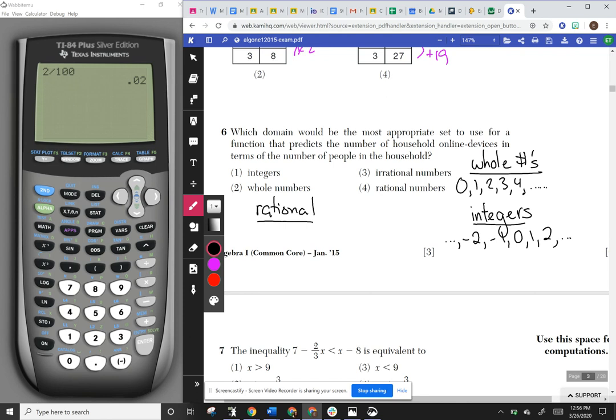So the rational numbers include all the integers and also all of the fractions, any fraction in between. So for example, let's say negative 2, negative 1.7, negative 1, negative 1/2, 0, 3/4, 1, and again, on and on forever.